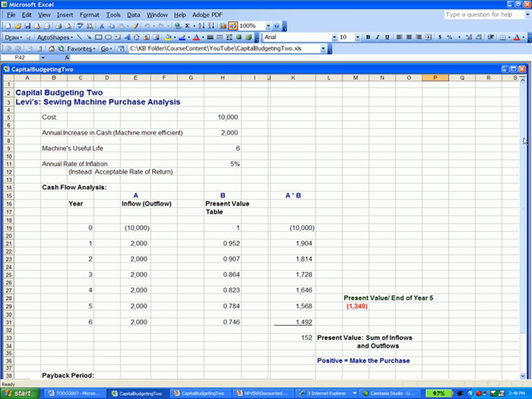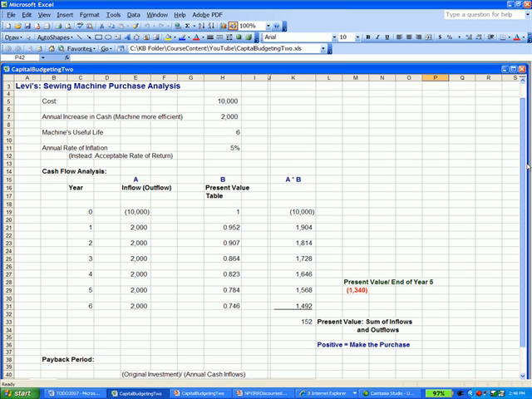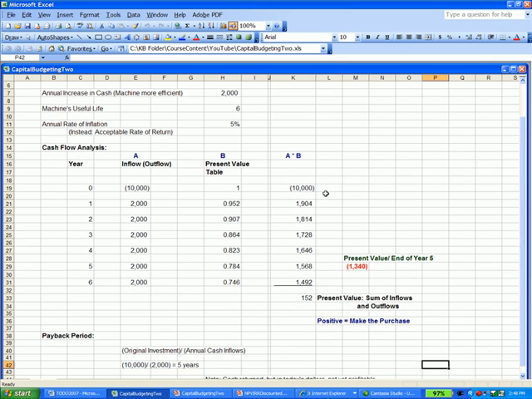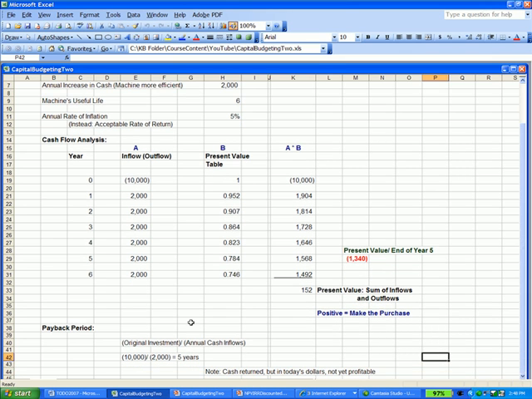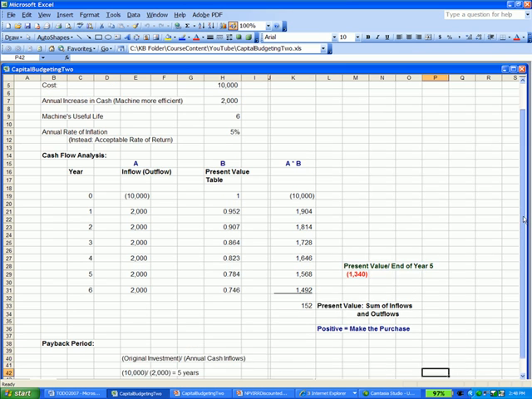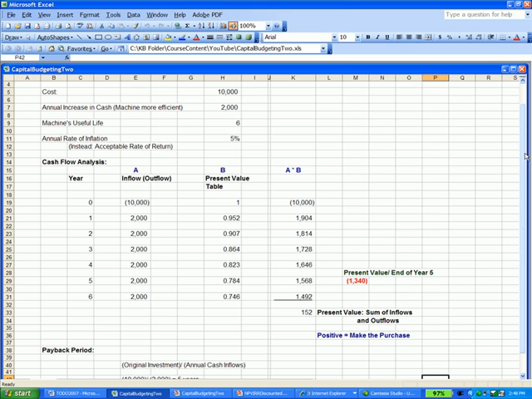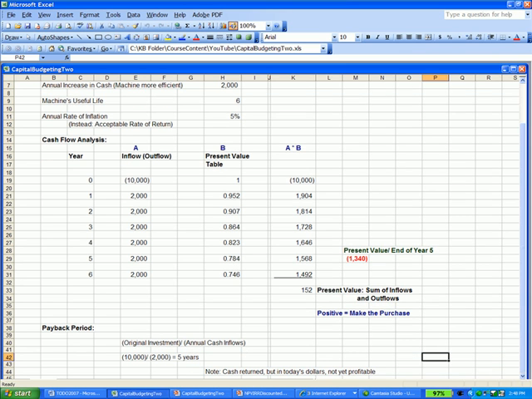If you go back to the Excel document, we show our formula for payback period, which is the amount of the original investment divided by the annual cash flows. Our original investment here at the top was $10,000. That's the numerator in this problem. Our cash flows years 1 through 6 are $2,000.